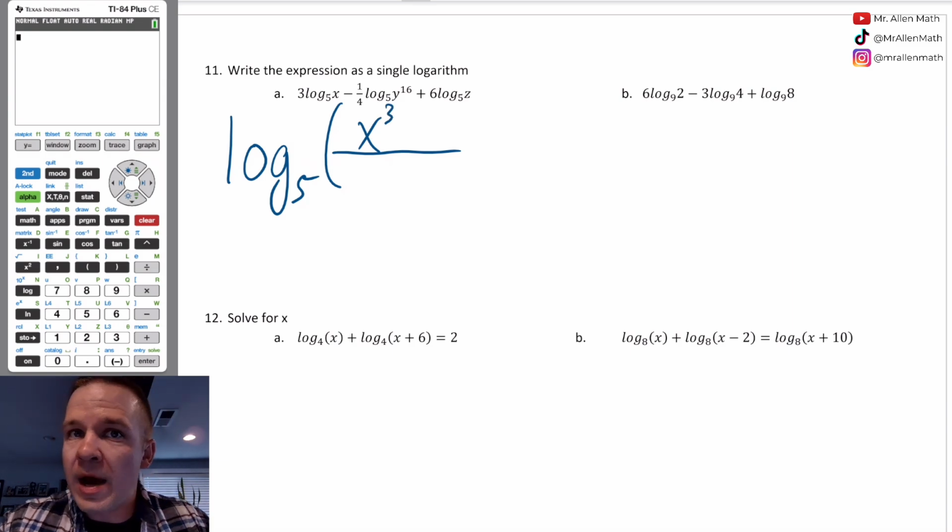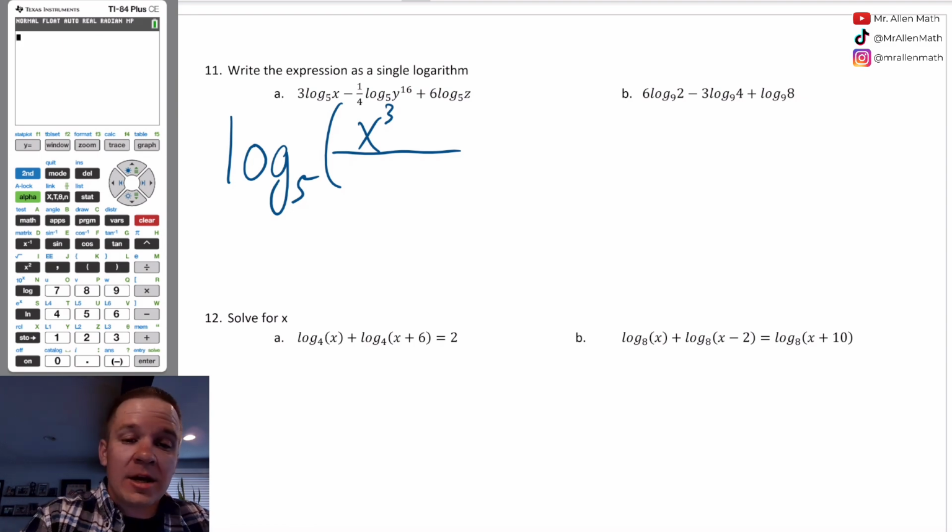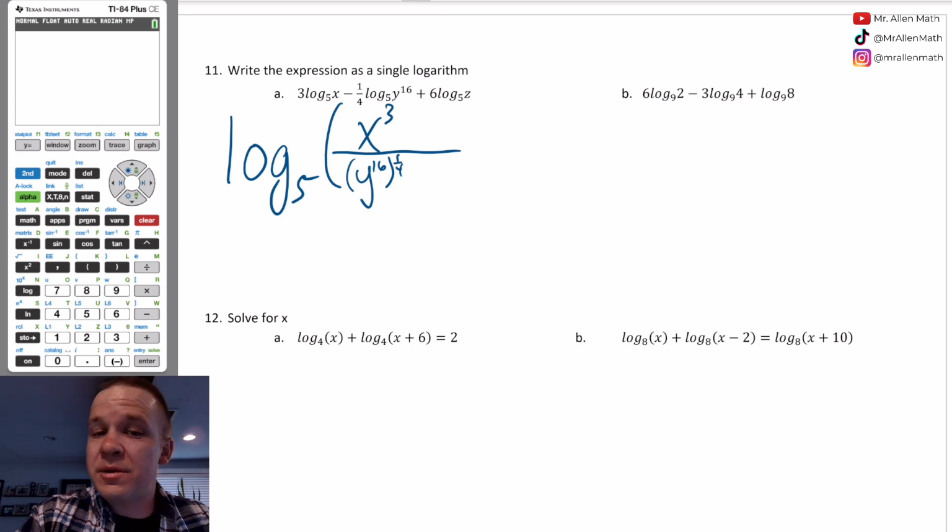Now, I have subtraction here, right? And it's 1/4. And then we have log base 5 of y to the 16th. Well, if I take that 1/4 and I multiply it to that 16, that'll become 4. I'm going to show that in a couple steps here. But we'd have y to the 16th to the 1/4. We'll clean that up in a sec.